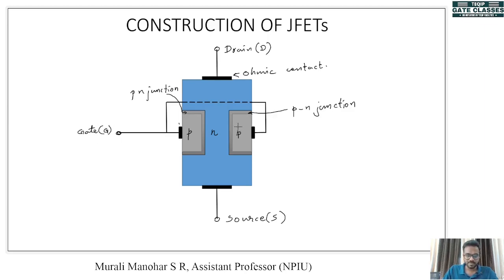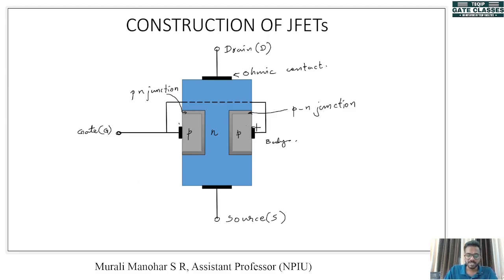denoted by G, and this terminal is called body terminal, but in most of the constructions this body and gate will be shorted. So there is only gate terminal. So in this way we can say that JFETs, that is junction field effect transistors, have 3 terminals or 4 terminals. These terminals are drain, source and gate, and there can be a body terminal, but most of the time it is connected to the gate only. Okay, so this is the construction.